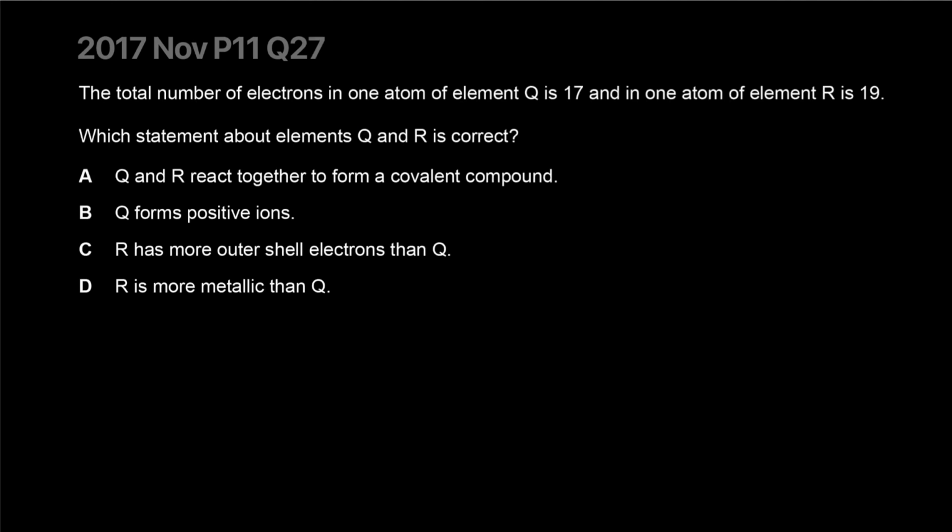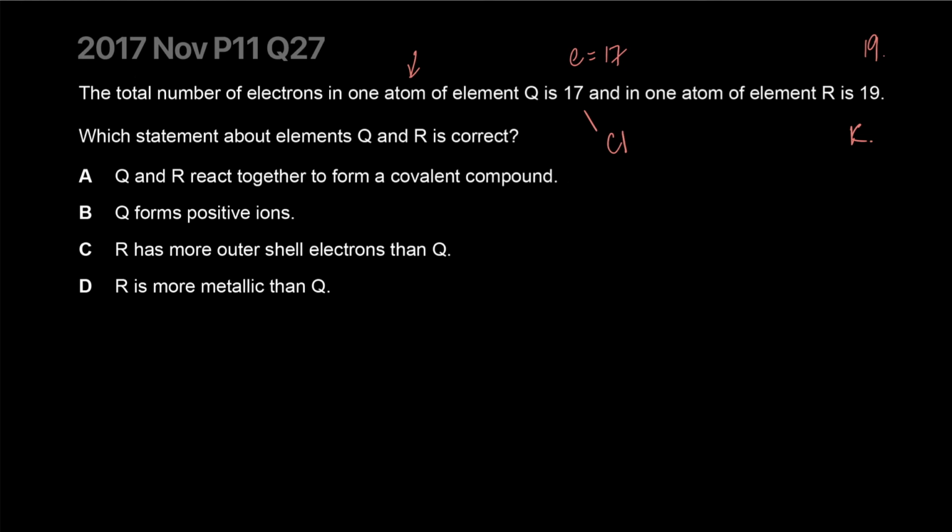C is the answer. The total number of electrons in one atom of element Q is 17. Okay, Q has 17 electrons, sure. And in one atom, the element R is 19. Okay. Q and R react together to form a covalent compound. I guess they want us to open the periodic table. Okay, they're talking about atoms, so I was confused. I thought they might be talking about ions. So 17 electrons in an atom means also 17 protons. We're talking about chlorine over here. And 19 is actually potassium.